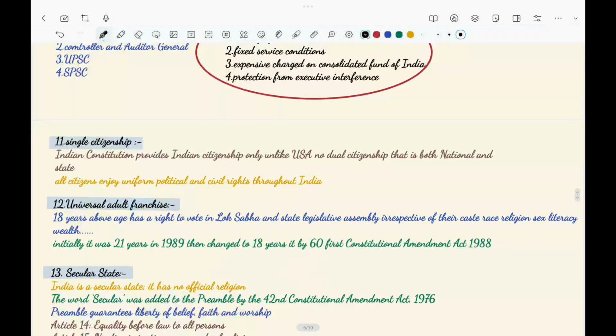And the other salient feature is single citizenship. Unlike the USA, where they have citizenship in both the state as well as the nation, here only national-level single citizenship will be there, which promotes federalism in our country and brotherhood.